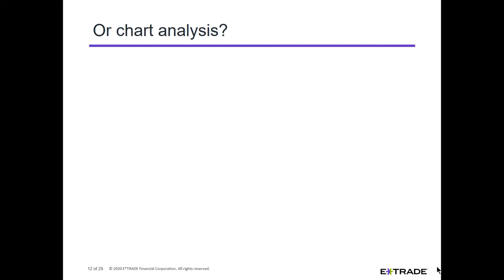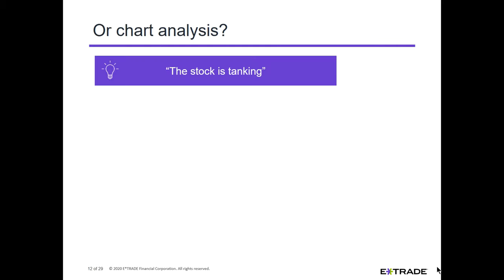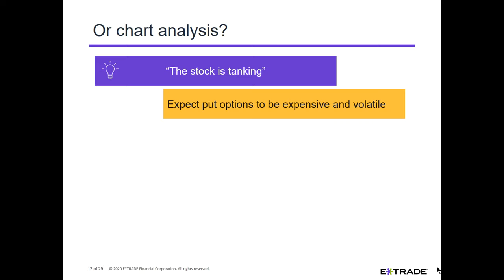What if it's something on the chart? Like, look, that stock is tanking. I'm going to buy some puts. Well, it's certainly a momentum trade to do that. Just know that while that stock is tanking, its volatility is increasing and its price is moving in the direction that is making puts more expensive. So you are going to be faced with pricey trades.